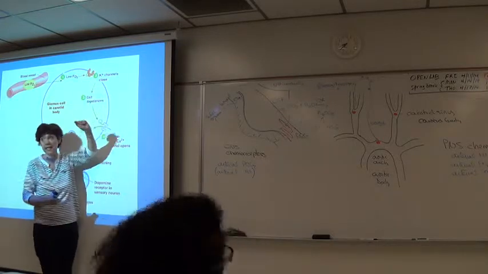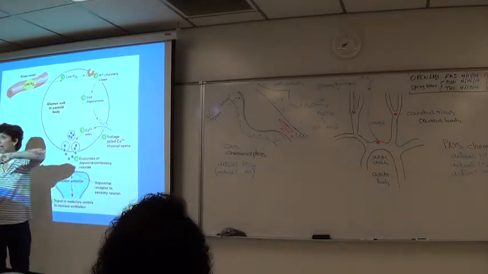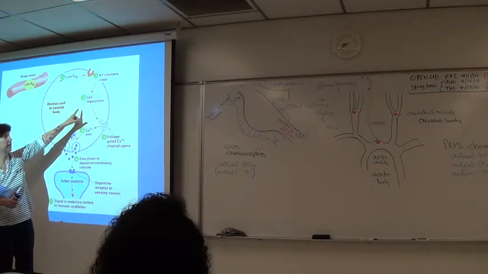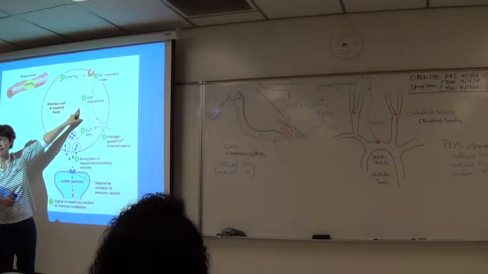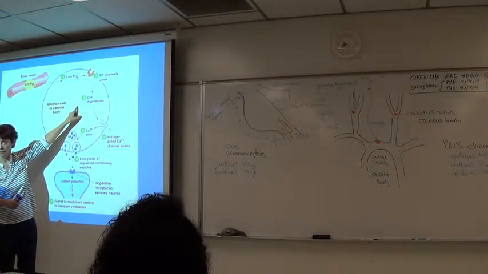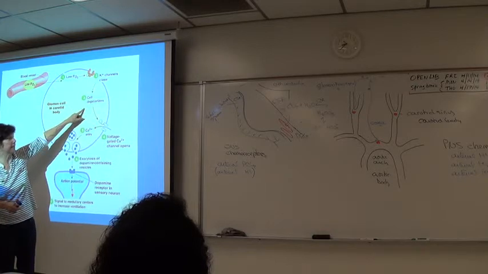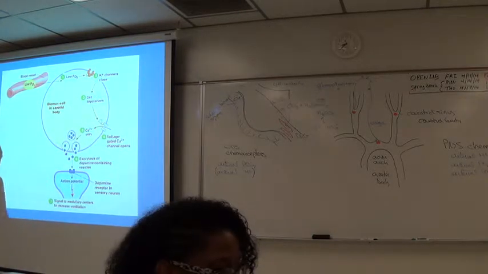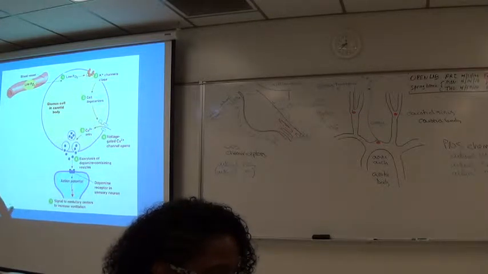So when we close potassium channels, this is kind of like the photon receptors in the eye. When we close potassium channels, potassium stays inside the cell. So the cell becomes more positive. When the cell becomes more positive, calcium channels open. Okay, so it's back to those ion channels again.